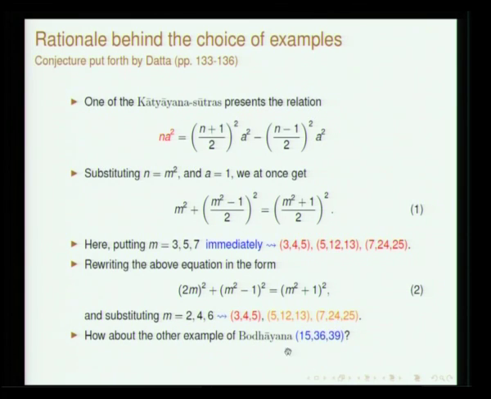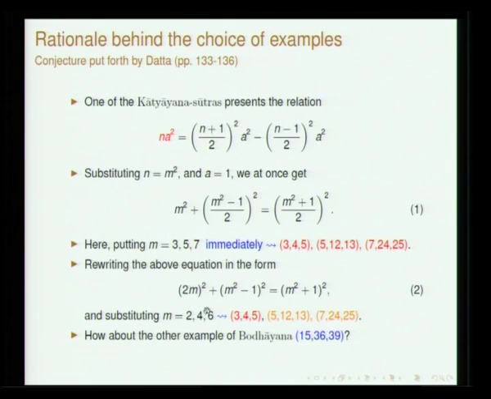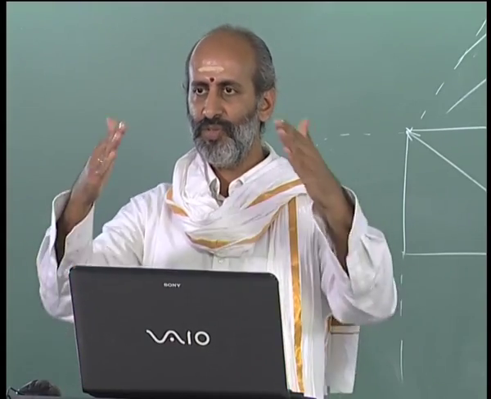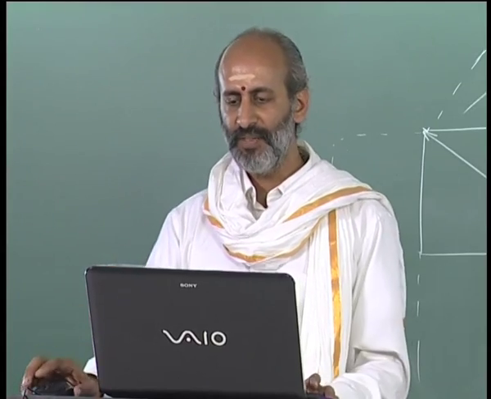Okay. The other example which has been given by Bodhayana, for instance 15 36 39, how did Bodhayana get that? See, here the principle behind generating the rational triangles, this is another way of looking at it. So, here there is a Vedi which is called Saumika Vedi, and in the Saumika Vedi, what should be the length, what should be the, it is not actually a rectangle, but it is a slightly different kind of a thing. It is a sort of trapezium kind of a thing, wherein the length of the sides and so on are specified.